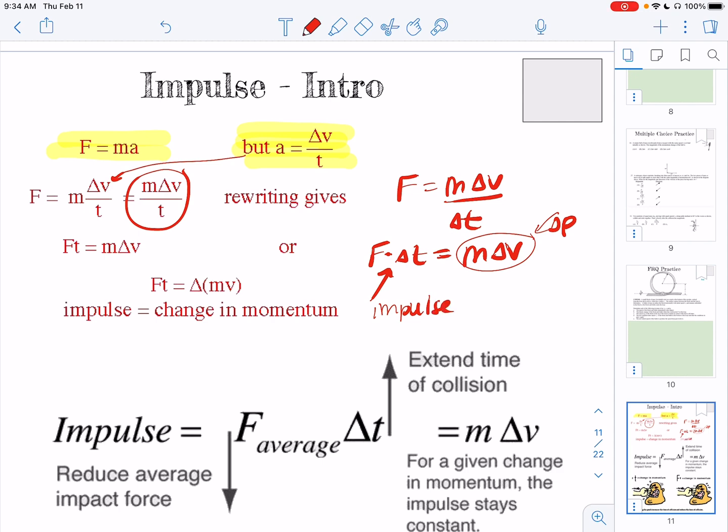I don't know why my pencil just got a new tip. And that's going to be symbolized by a capital J. I don't know why. I is already rotational inertia. I have no idea.